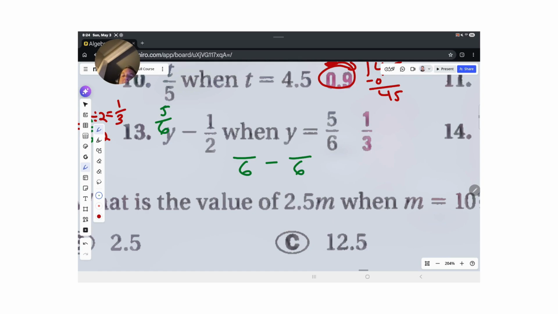That's 3/6, right? 2 times 3 is 6. 1 times 3 is 3. And then 6 times 1 is 6. 5 times 1 is 5. We don't need to change that one, because 6 was already our denominator. Now we can take 3 away from 5 to get to 2/6, which again reduces down like we did before to 1/3. When we divide out both by 2, we get 1/3.